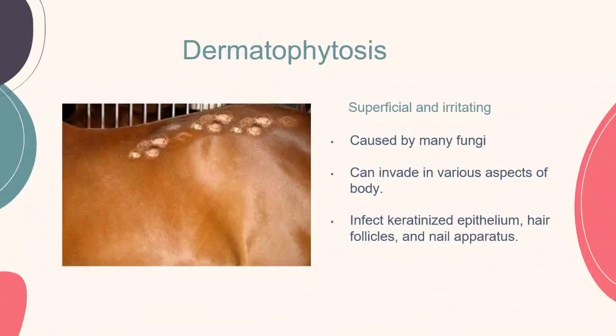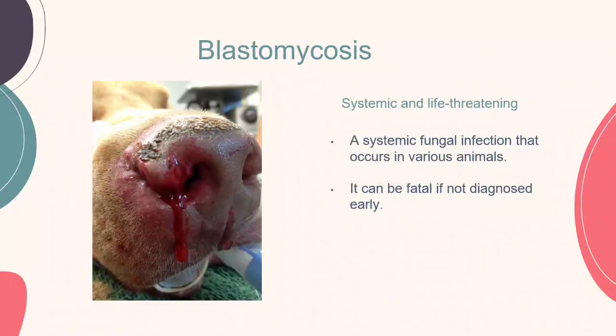Dermatophytosis belongs to the superficial and irritating infections. It is caused by many fungi and it can invade various aspects of the body, including the keratinized epithelium, hair follicles, and nail apparatus. Blastomycosis is a systemic and life-threatening fungal infection that occurs in various animals. It can be fatal if not diagnosed early.